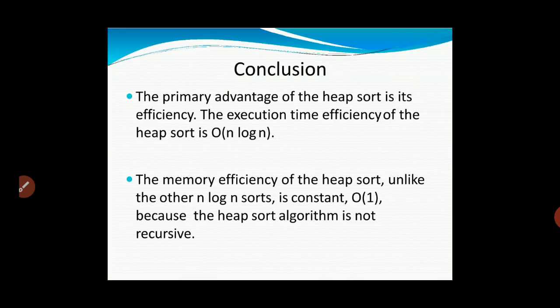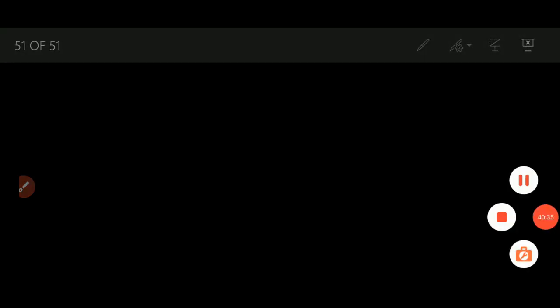And it is memory efficient in heap sort, unlike other n log n sorts. And this is the conclusion: heap sort is more efficient than previous sorts like bubble, insertion and selection. So we will discuss the analysis of heap sort.